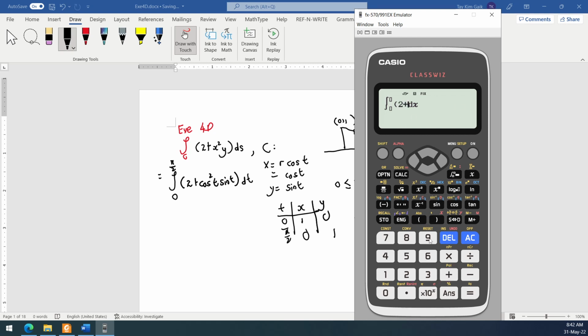2 plus cos x squared, times sin x. One more bracket, because the integral opened a bracket, so I have to close the bracket. So 0 to pi divided by 2. The answer is 3.4749.